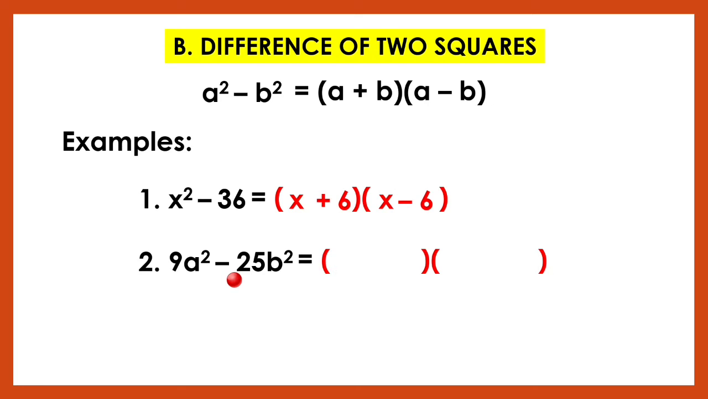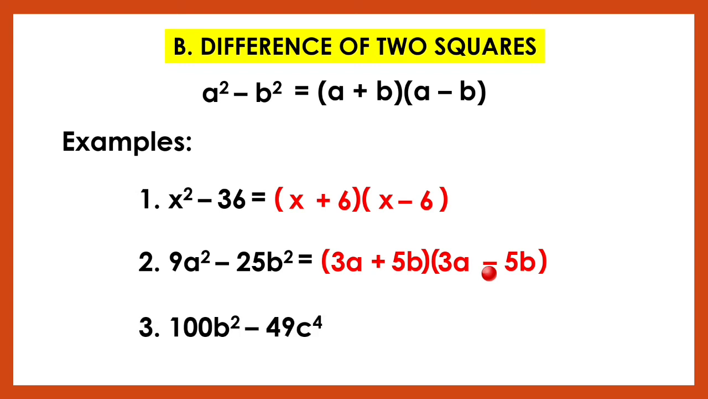So, una natin, kunin natin ang square root ng 9a square. Square root ng 9 is 3. Square root ng a square is a. So, we have 3a. And then, next, kunin natin ang square root ng 25b square. Square root ng 25 is 5. Square root ng b square is b. So, we have 5b. And then, ang isusulat natin is sum and difference. Plus at saka minus. Palaging magkaiba yung kanilang sign sa middle term.